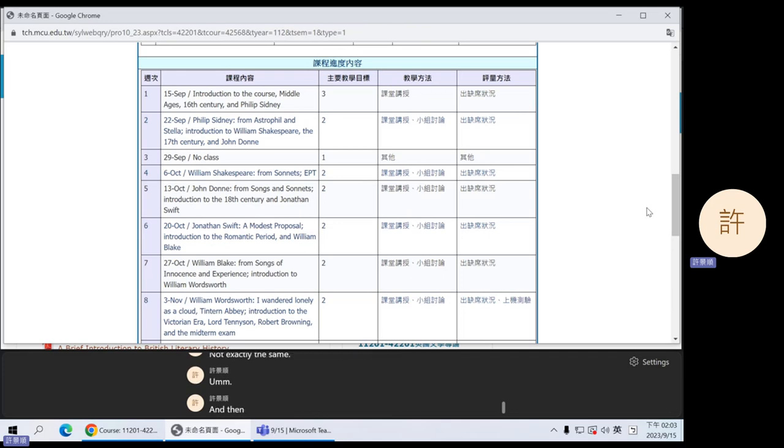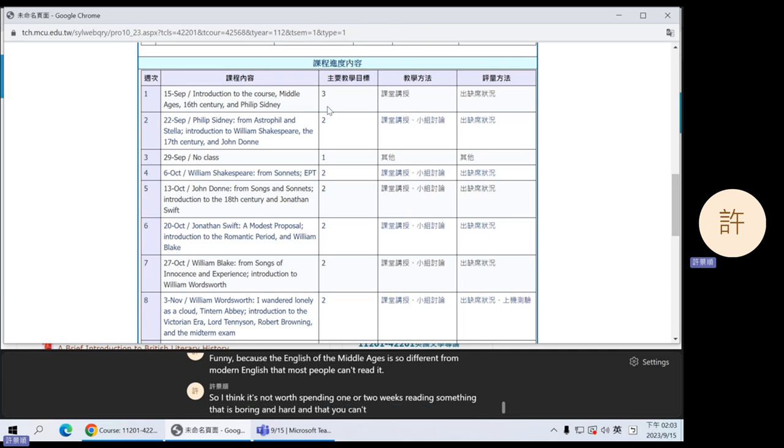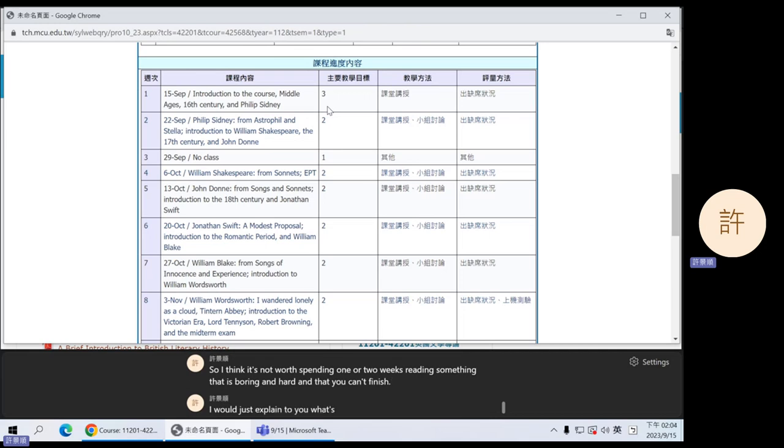And then you will notice that this week I will introduce two periods instead of one. And this is because we're not going to read anything from the Middle Ages, 中世纪. There are a few reasons. One, most of it is either very long or very boring, or both. And also, most of it is in translation, 翻译, because the English of the Middle Ages is so different from modern English that most people can't read it. So I think it's not worth spending 1 or 2 weeks reading something that is boring and hard and that you can't finish. I will just explain to you what's going on in the Middle Ages.